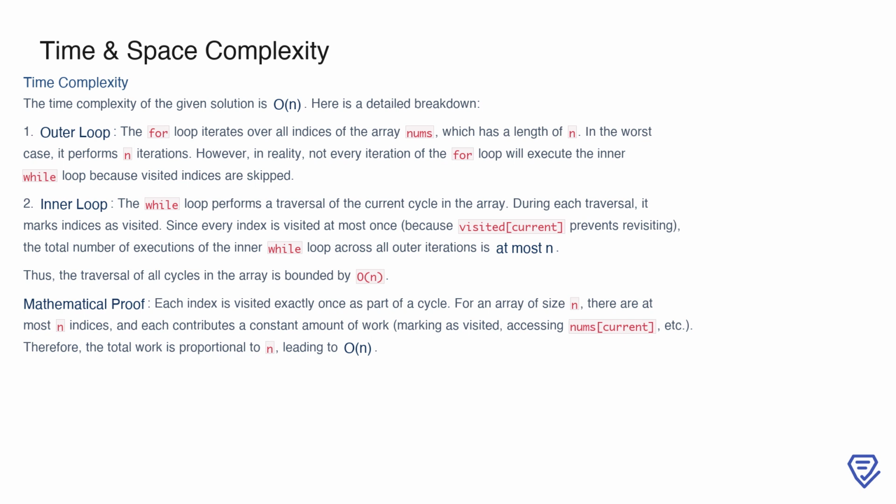The key here is that each index is visited exactly once during the entire process. This is because once an index is marked as visited, it cannot be revisited. As a result, the total number of times the while loop executes across all cycles is at most n. To formalize this, every index contributes a constant amount of work, like marking itself as visited or accessing its value in the array. Since there are n indices, the total work scales linearly with the size of the array, resulting in an overall time complexity of O(n).